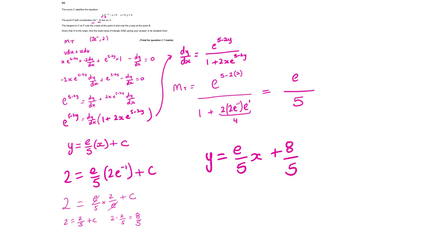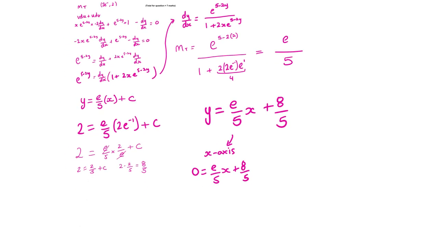Okay, so now we need to find where it crosses the x and the y-axis because it wants the points A and B. So where does it cross the x-axis? It crosses the x-axis where y equals 0. So we're going to get 0 equals e over 5 x plus 8 over 5. Okay, rearrange this, we're going to get minus 8 equals e x. So x equals negative e over 8.